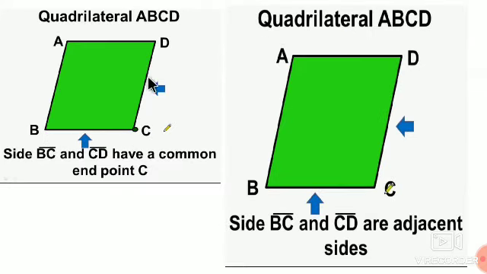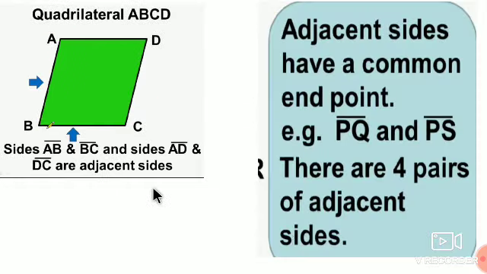This side BC and CD also have the common vertex C. This is another pair of adjacent sides. Here, side AB and side BC have the common vertex B. Side AD and side DC, AD and DC, have the common vertex D. So these are also pairs of adjacent sides.